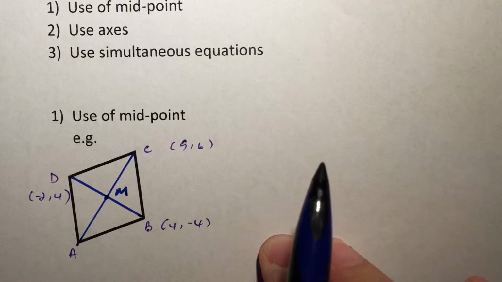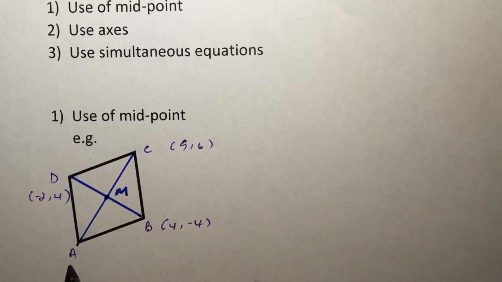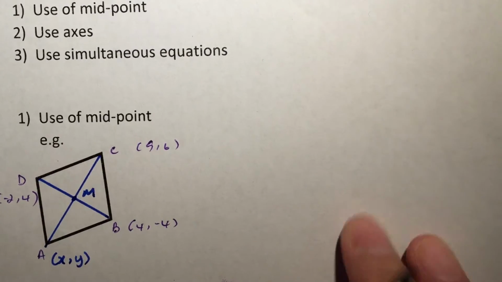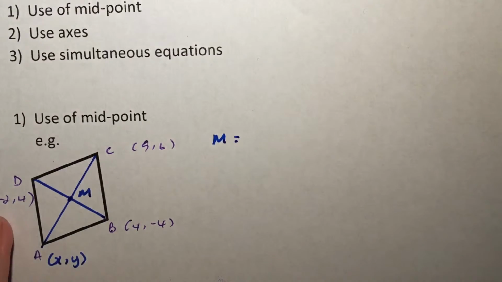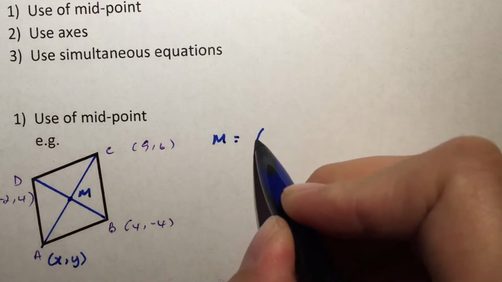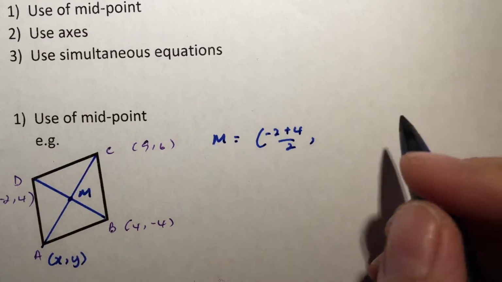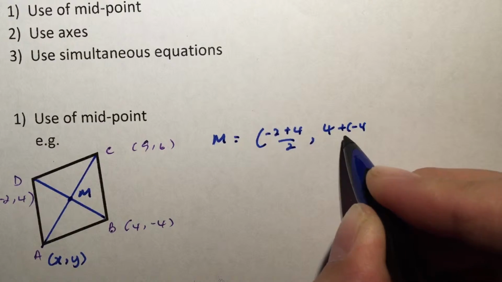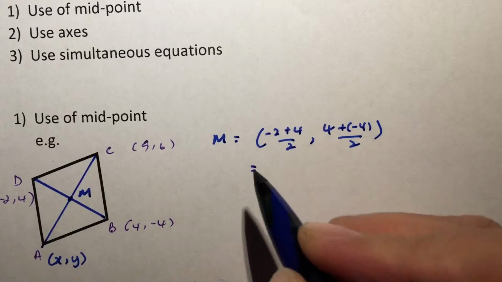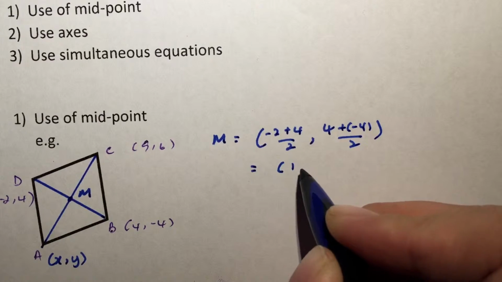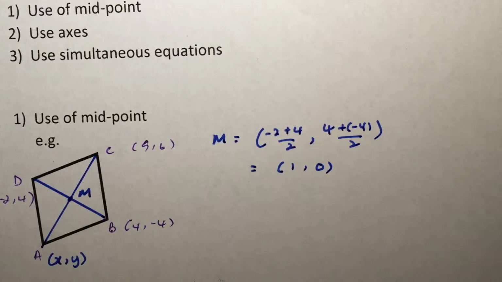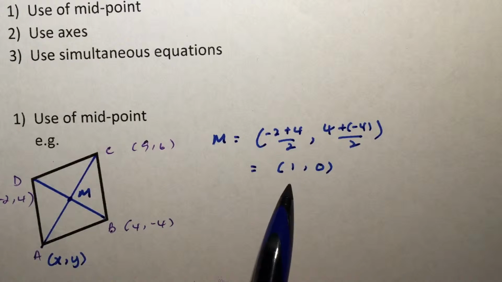Alright, now in this case here we have 3 coordinates, but we have to find one more. So let's just call this X and Y. Now what we can do is using B and D, we can find the M coordinates using the midpoint formula. M is x1 plus x2 divided by 2 and y1 plus y2 divided by 2. So in this case, we'll be able to get 1 here, and 0 here. So the midpoint is actually the coordinates 1, 0.